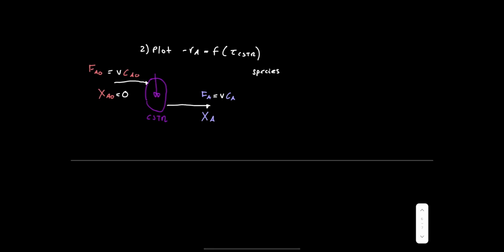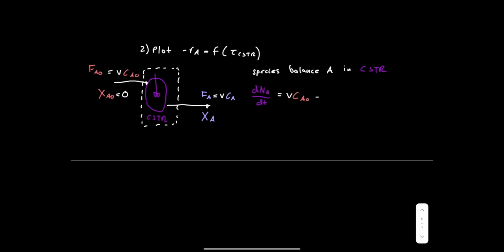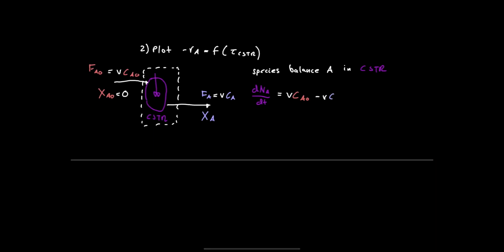So let's do a species balance in the CSTR. So the change of the species A with respect to time is equal to the entering molar flow rate, which is equal to the volumetric flow rate times CA0, minus the exiting molar flow rate FA, which is the volumetric flow rate times the concentration of the species A, plus the reaction rate of the species A times the volume of the CSTR.